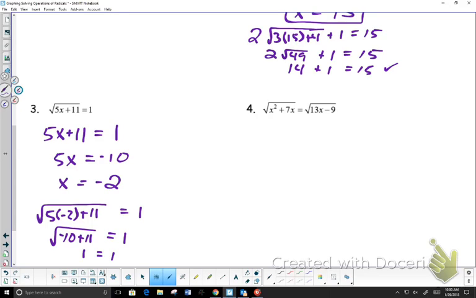Number 4, you'll notice you have a radical on both sides, but other than that, there's nothing else. So we would just square both sides. So we get x squared plus 7x equals 13x minus 9. Now to solve this one, you're talking about it being a quadratic, so we need to get it all to one side, and then we're going to have to factor or use the quadratic formula. So if I subtract 13x, I'll get negative 6x, and then add the 9.